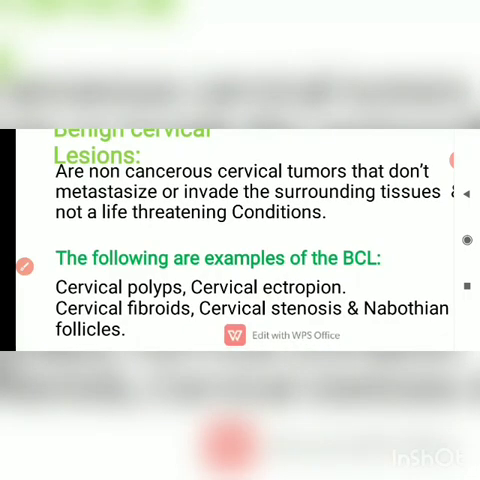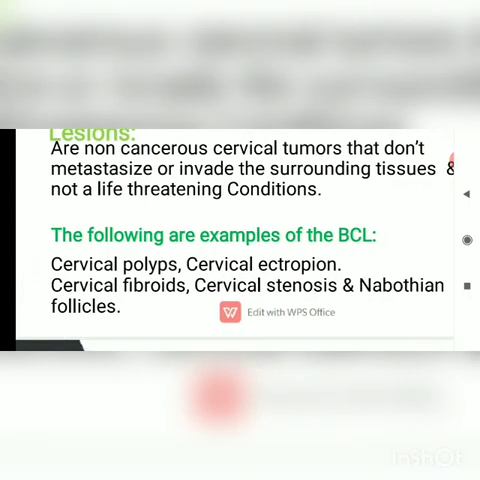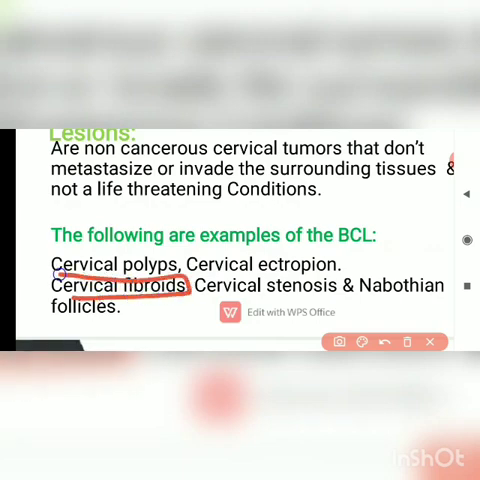So what do benign lesions of the cervix include? It includes cervical polyp, cervical ectopy, cervical ectopion, cervical fibroids, cervical stenosis, and Nabothian follicles. Cervical fibroid we will not discuss here because fibroids is a totally different chapter. Cervical ectopy and cervical ectopion are two different terms, so don't confuse them. Benign lesions of the cervix will include polyps, ectopy, ectopion, stenosis, and Nabothian follicles.